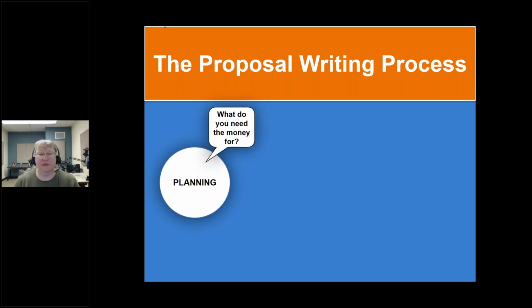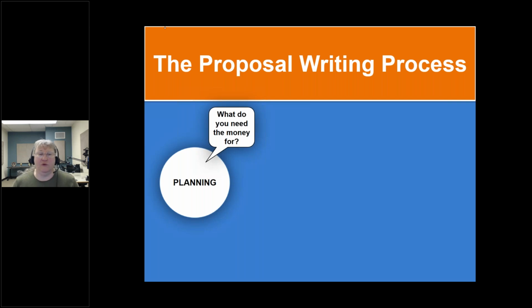We want to do an after-school program. We want to do a tutoring program. What exactly do you want that money for? How is it you're going to help people? Who is it you're going to help? How are you going to help them? All this information is stuff that you really need to have before you start looking for money.